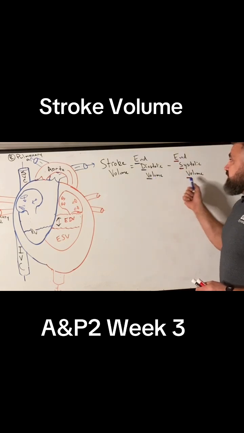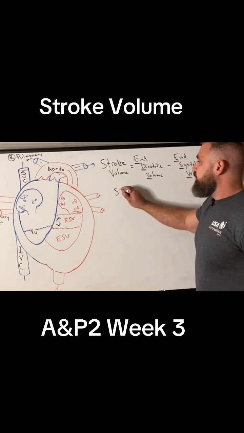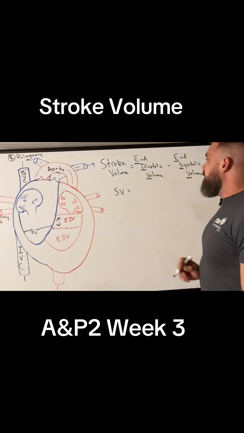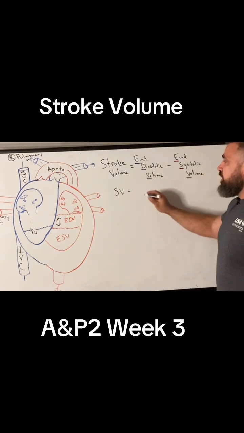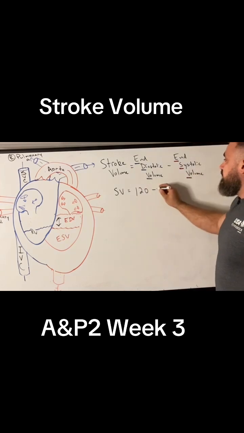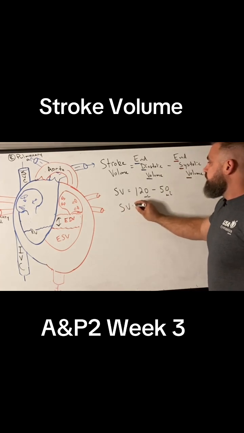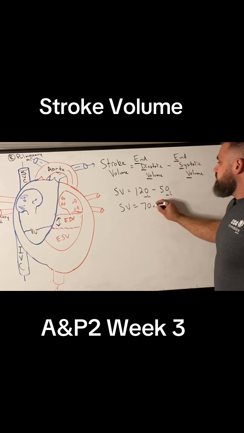So we take end diastolic minus your end systolic. So we could use an example here. Say my end diastolic volume is 120, and my end systolic volume is 50. These are both in milliliters. Well, then my stroke volume would be 70 milliliters.